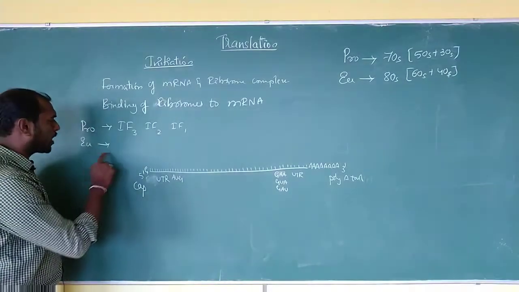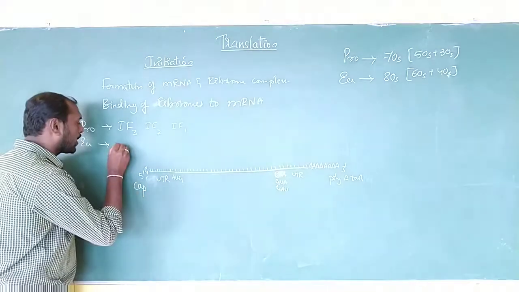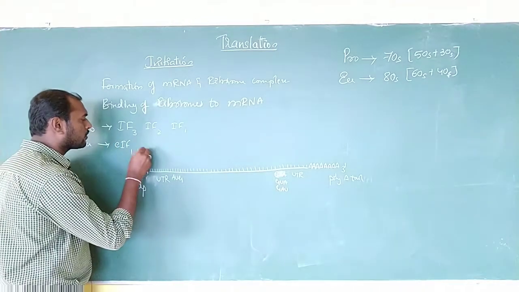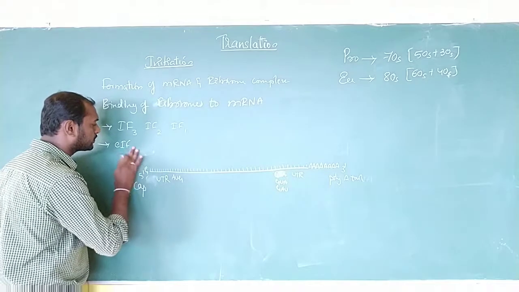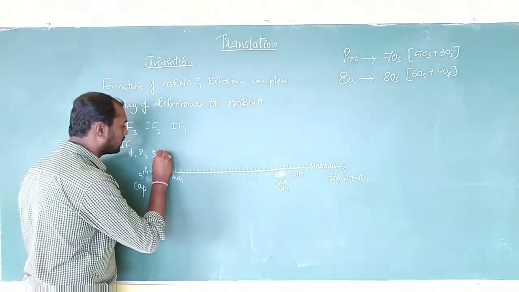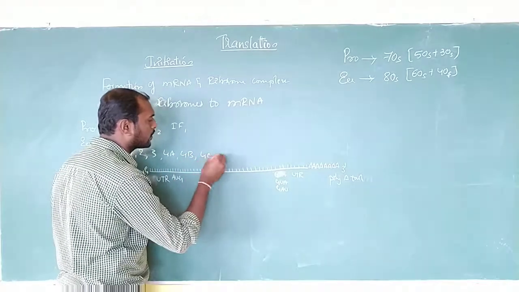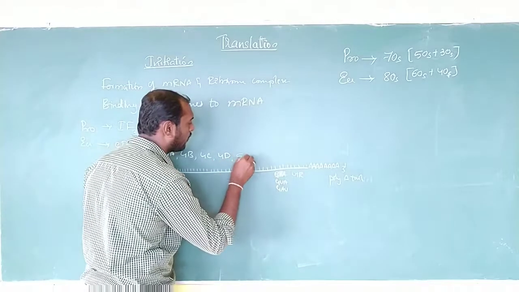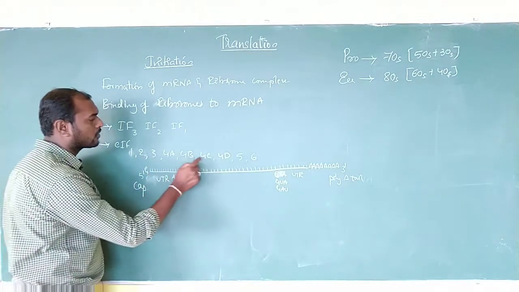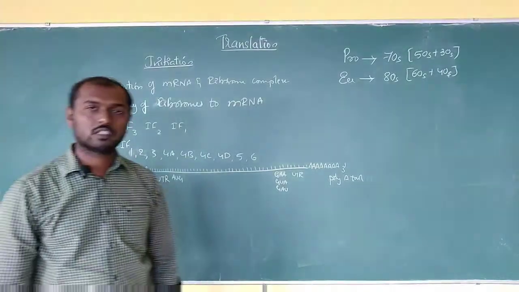In eukaryotes we have a total of 9 varieties of initiation factors, which I am going to represent as eIF: initiation factor 1, initiation factor 2, initiation factor 3, and initiation factors 4A, 4B, 4C, 4D, 5 and 6. There are 9. How many? 9: 1, 2, 3, 4, 5, 6, 7, 8, 9. So we have 9 different kinds of initiation factors in the case of eukaryotes.